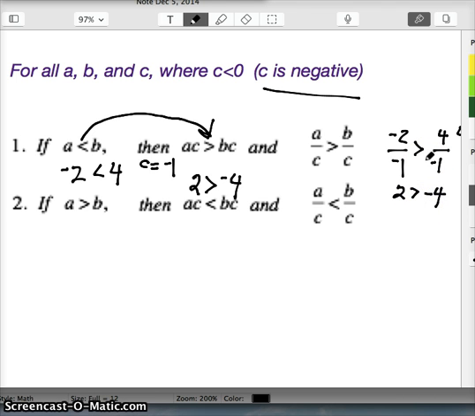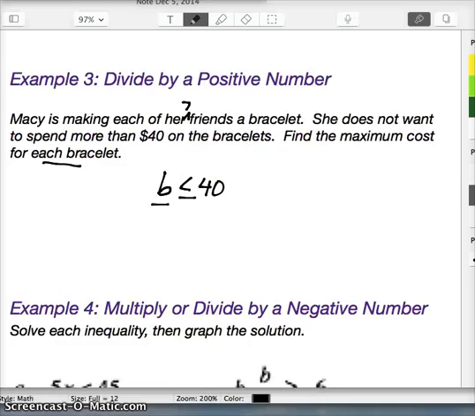So this is something you want to be aware of. And again, I'll restate it. If you multiply or divide each side of an inequality by a negative number, you're going to have to flip the sign. Let's take a look at a couple of examples.